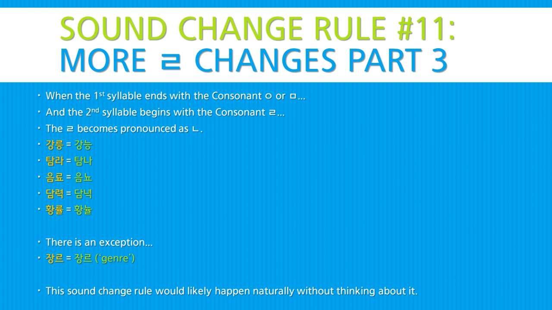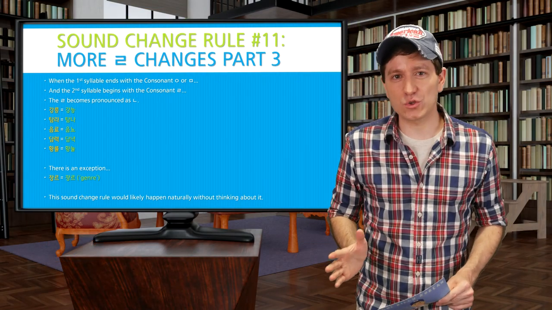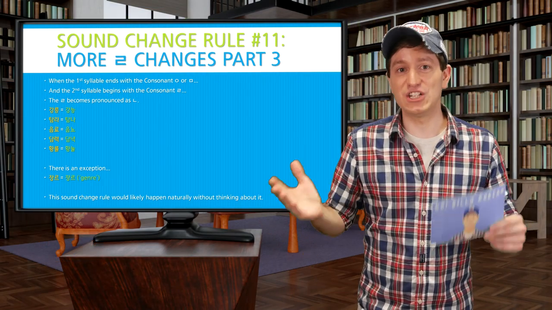강릉, 탐라, 음료, 탐력, 확률. But there is an exception to this, and that's the English word genre, which is 장르 in Korean and not 장르.